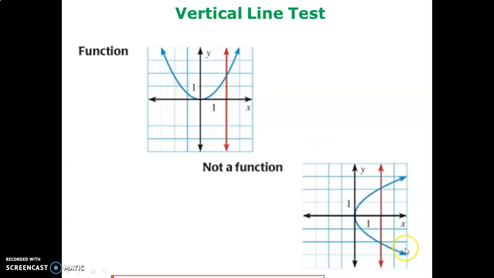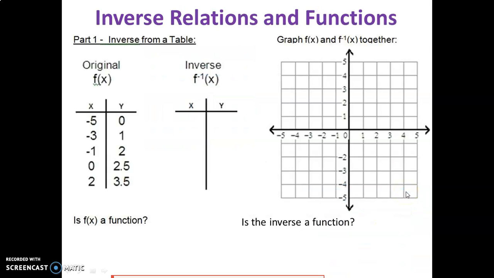However, this parabola turned on its side is not a function. You can see the vertical line hits the curve twice, here and here. That means that for this input, whatever x value that is, there are 2 possible outputs. So that is not a function. All right, now let's go on from relations and functions to inverse relations and functions.